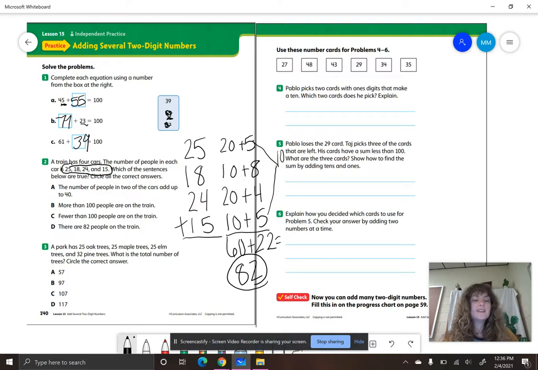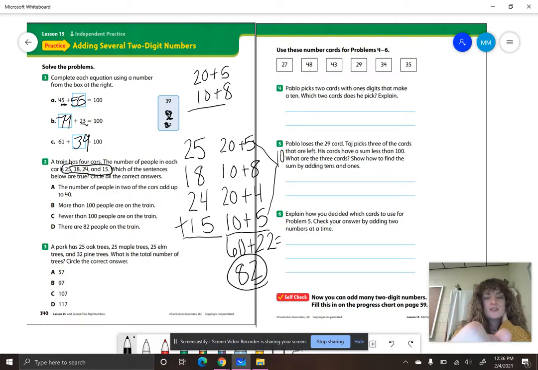All right, so let's read these sentences to see if this is true. The number of people in 2 cars adds up to 40. Okay, so if I just added 2 cars, so let's say I added 25 plus 18. Well, looking at what I have right here, 25 plus 18, so 20 plus 5 and 10 plus 8.